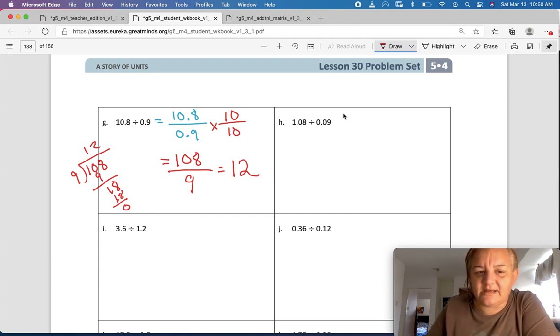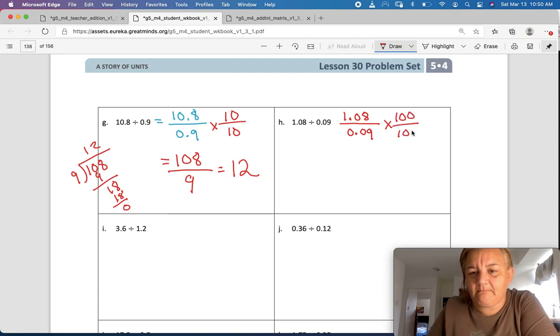And here I've got 1, now be careful, this is 10 8/10. This is 1,800 over 900. I want to move it twice, so I'm going to multiply by 100. And that equals 108 over 9. Look at that, same problem, 12.